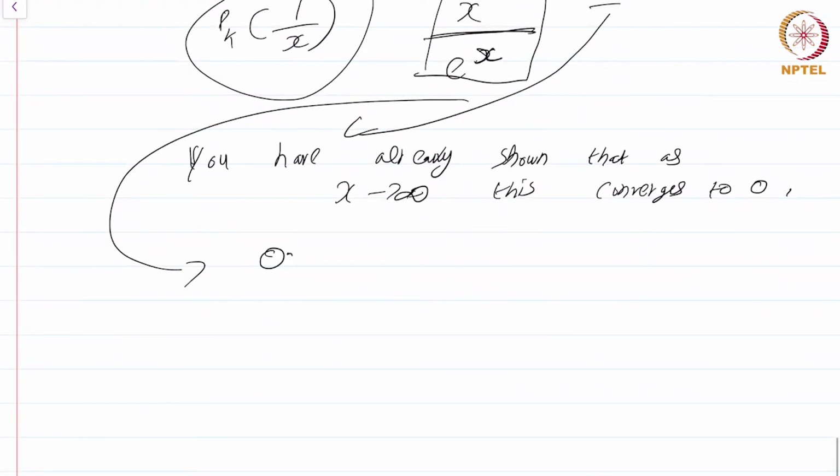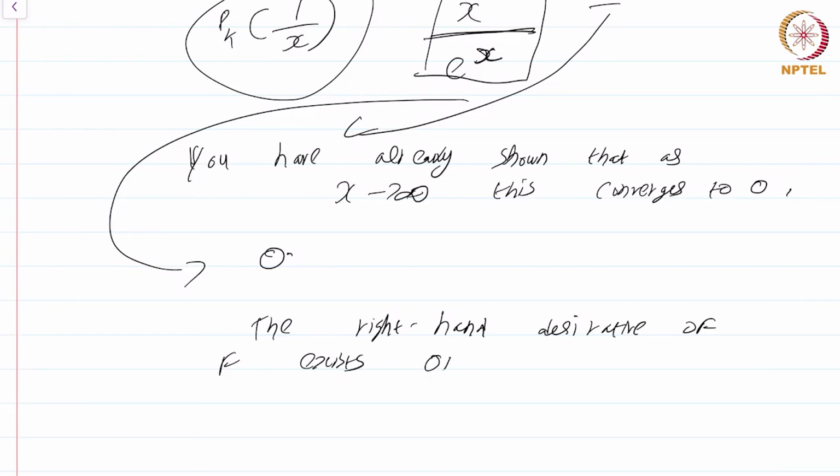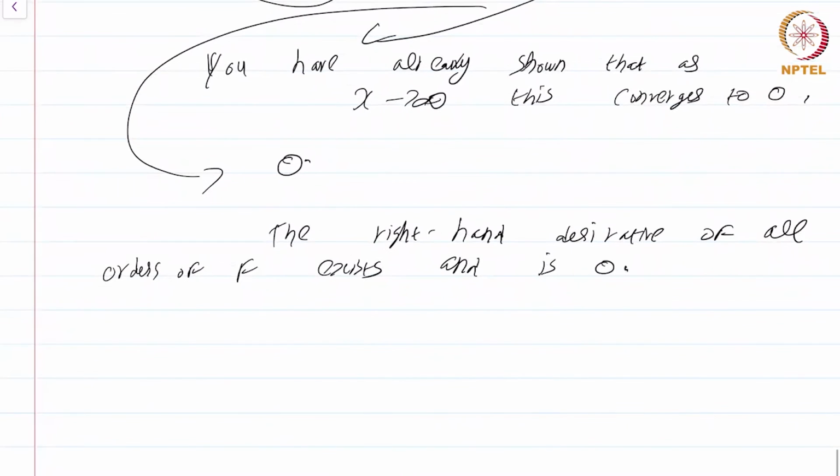The net upshot of all this is that the right hand derivative of all orders of f exists and is 0. So the net upshot is this is a smooth function. The function f is smooth.